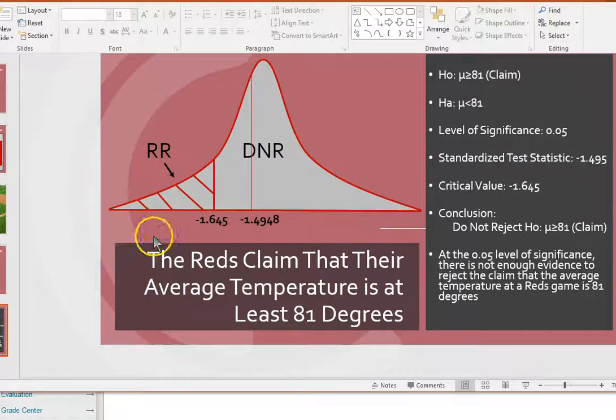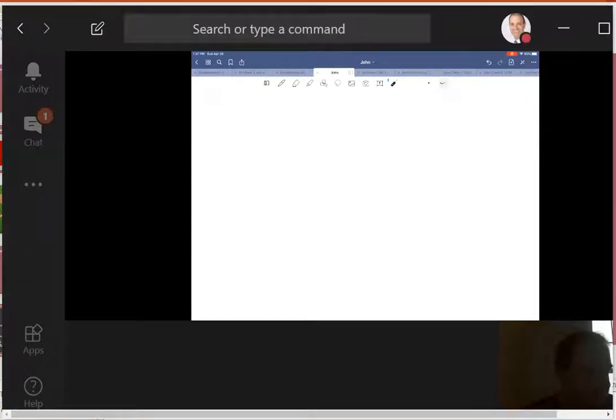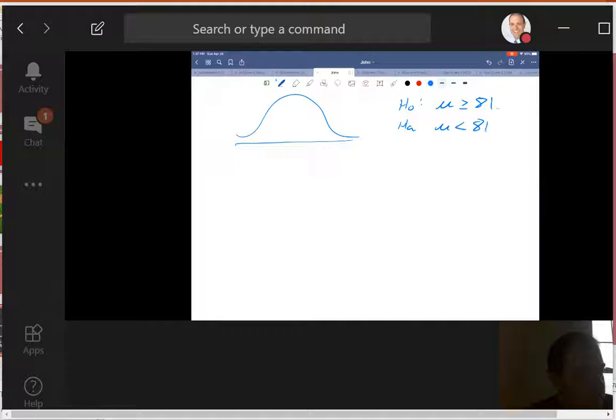And then here's the last slide. The Reds claim that their average temperature is at least 81 degrees. Okay, so remember we have to draw at least 81 degrees, so we've got to do an H0, an HA. Mu is greater than or equal to 81. Mu is less than 81. That's our claim.